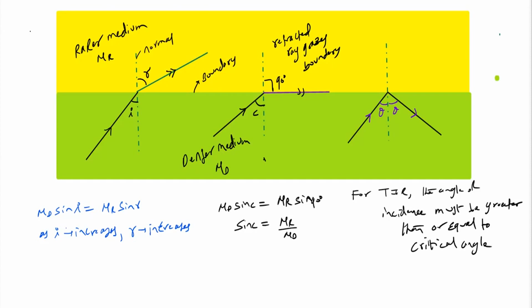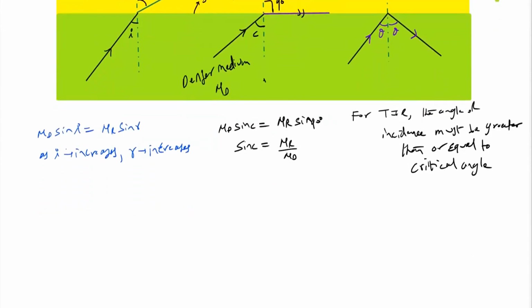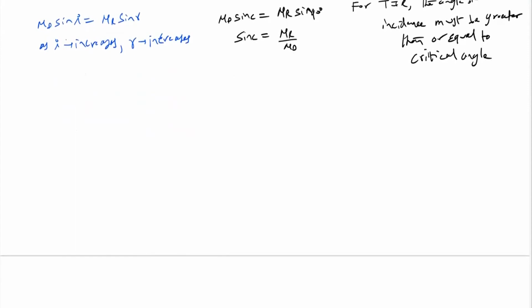Okay, this is the basic idea. So when do we see TIR? Only when the ray moves from denser medium to rarer medium, we'll see this TIR. Agreed? Now we'll analyze the next condition. If the rarer medium is air and the denser medium, let it be glass, then we can define the critical angle.